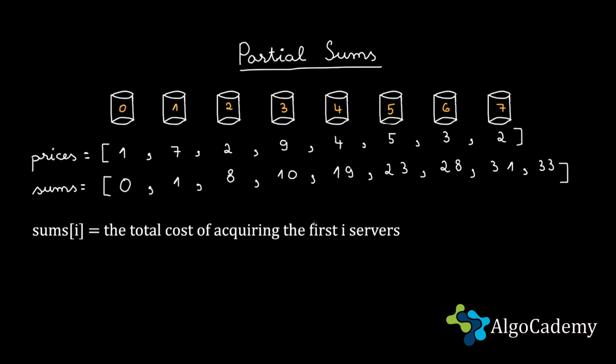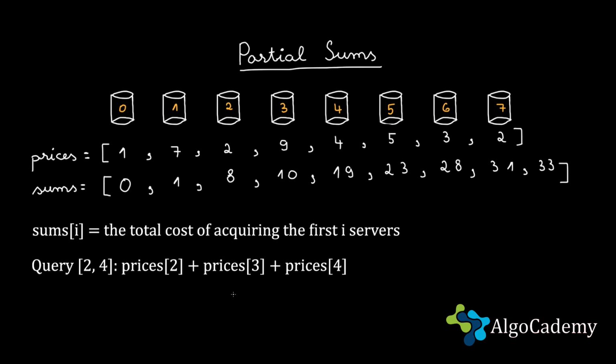And now the question is, how are we going to use this new array to answer our queries? Let's take as an example the query 2, 4, where we basically have to compute prices of 2 plus prices of 3 plus prices of 4. How can we express this sum as the difference of 2 values in the sums array? Well, it actually is pretty simple, but we'll have to do a trick here.